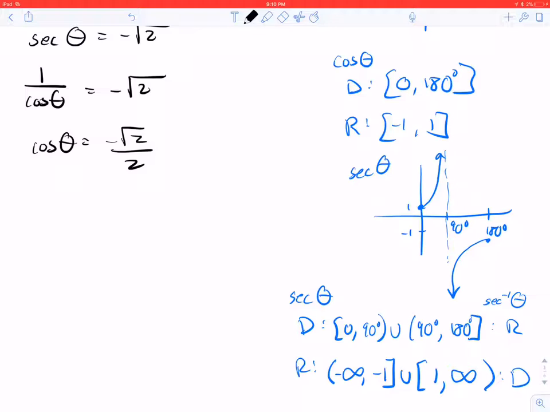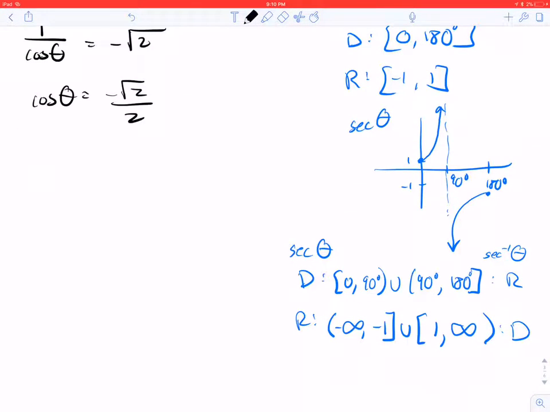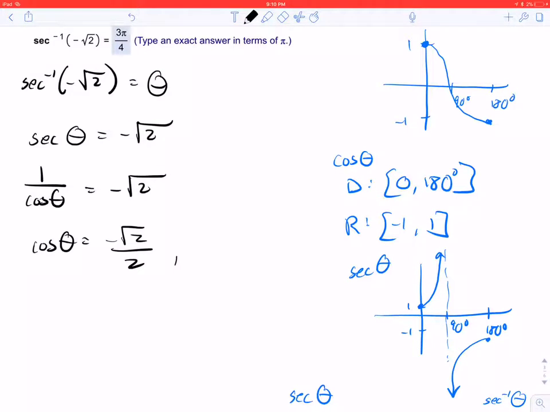So if we look at our inverse secant, we see that it looks like we should be in quadrant 2. Okay, so our answer should be in quadrant 2, because cosine is negative, so the secant is going to be negative, and secant is going to be negative in quadrant 2. So we should be discussing quadrant 2. Okay. So then we said theta.